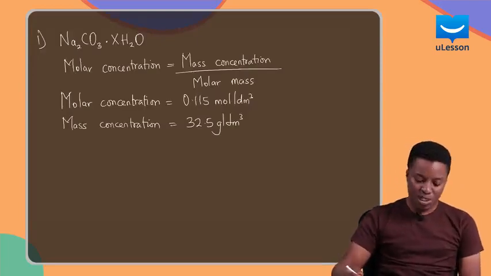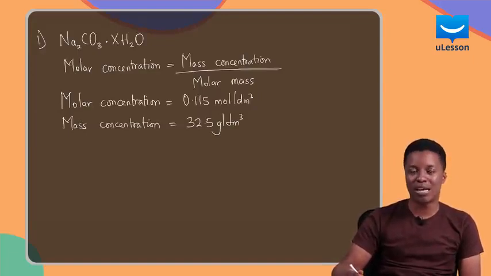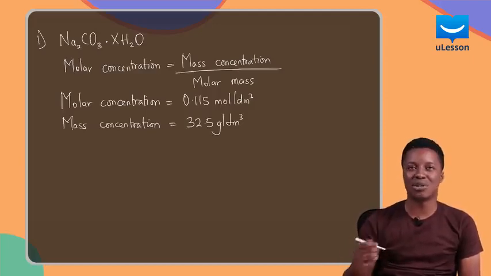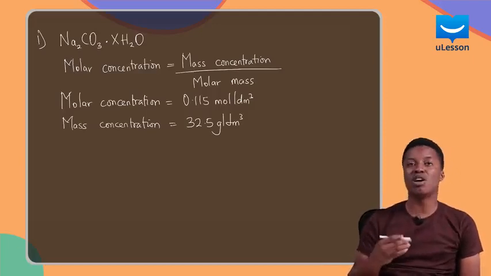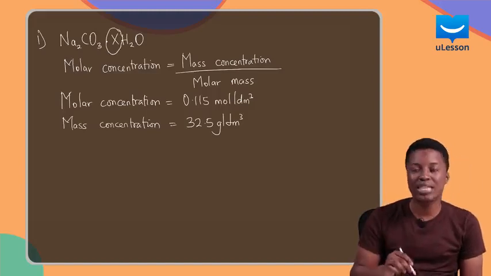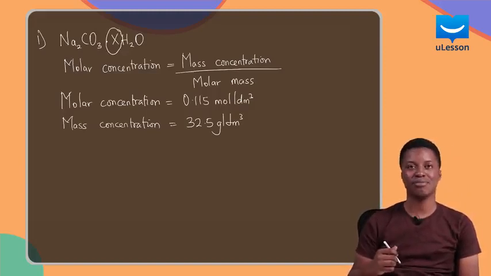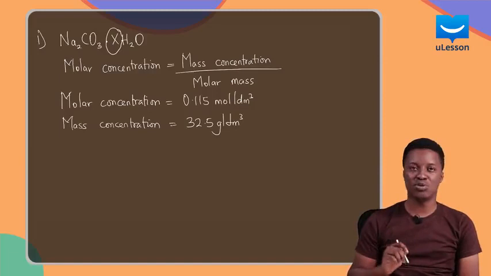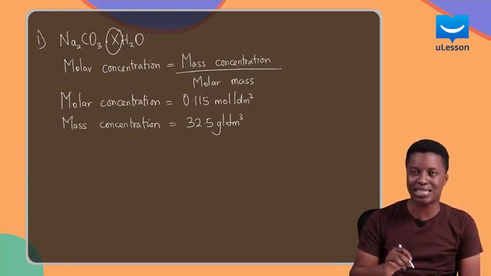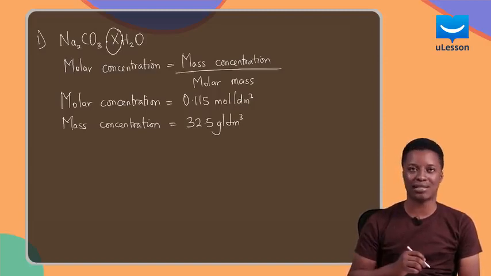Now, we're told that the titration was against sodium trioxocarbonate 4 hydrated. That is, sodium trioxocarbonate 4 containing water of crystallization. But because we do not know the number of moles of water of crystallization, we have represented it as X. And this question basically tells us to find the number of moles, that is, find the value of X. Now, to do this, we must remember that we can only obtain the value of X if we know the molar mass of this base. From the molar mass of the compound, we can extrapolate the value of X.